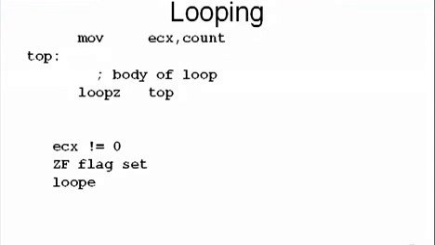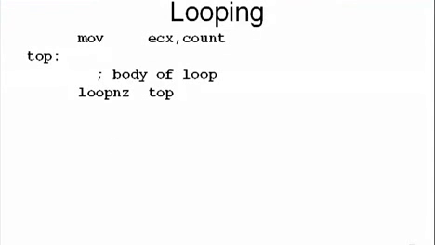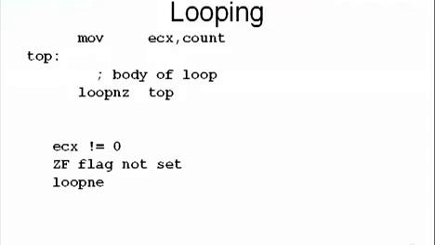And there is an opposite. This opcode decrements ECX and will loop only if the result is not 0 and if the zero flag is not set. The mnemonic is loopnz for loop not zero, or it can be written as loopne for loop not equal. In some of the earlier examples, the loops were set up as while loops.